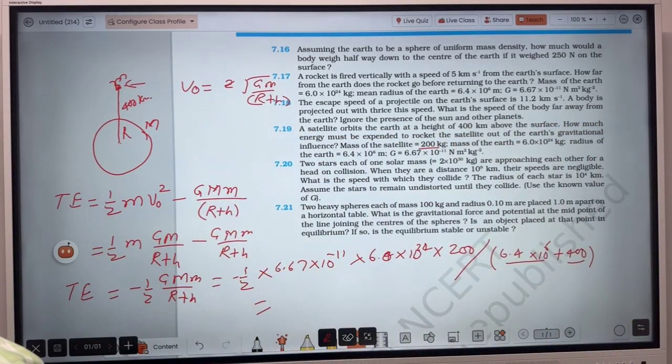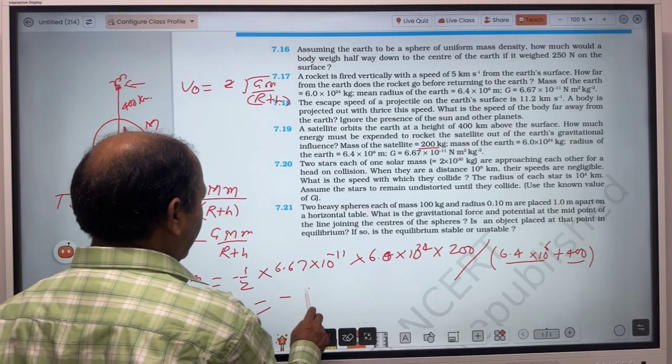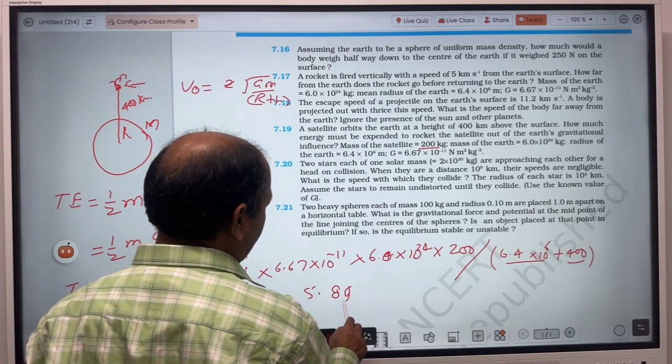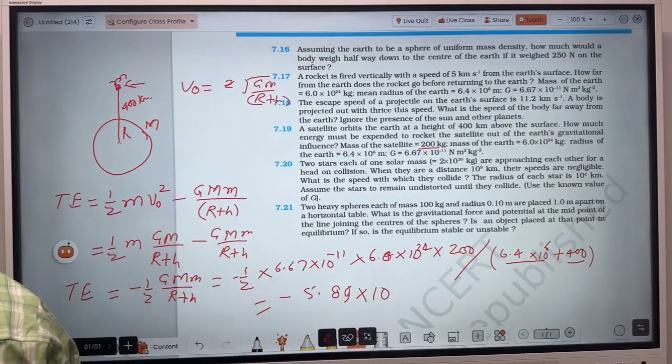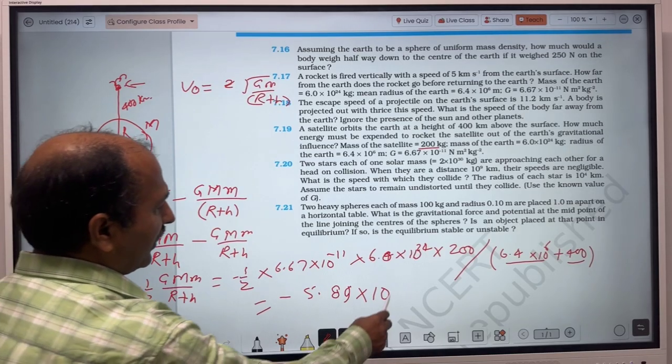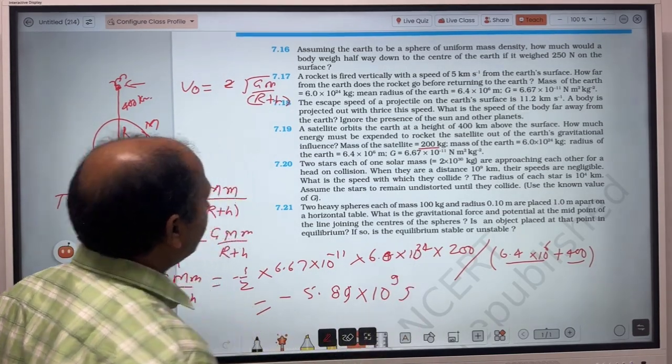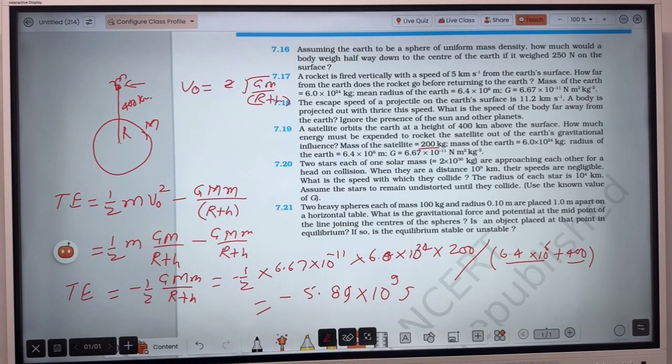Take 1 minute. So it will come out to be minus 5.89 into 10 to the power 9 joule. Right? So this question is also clear.